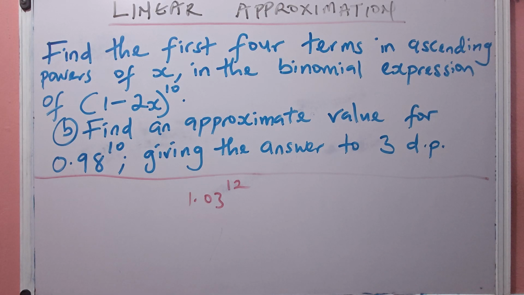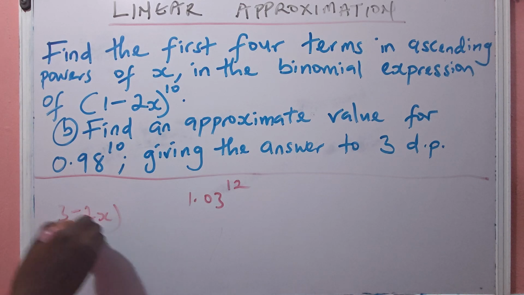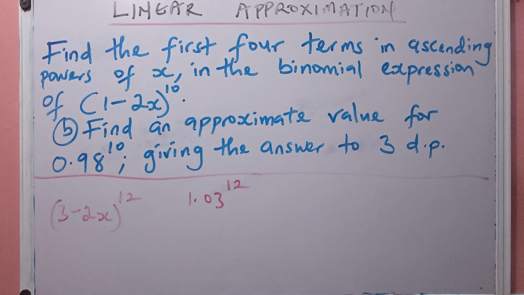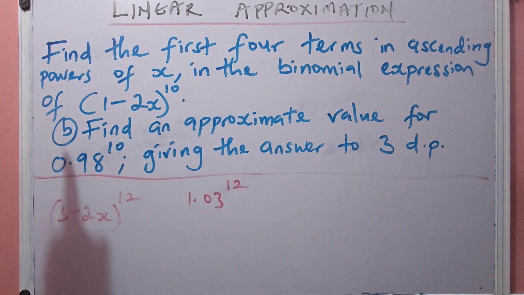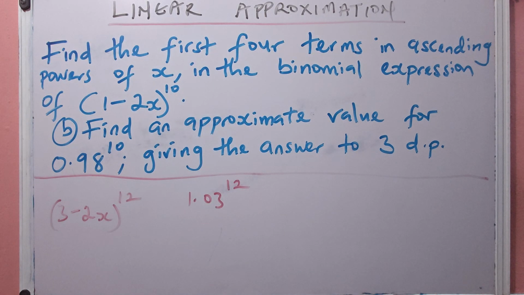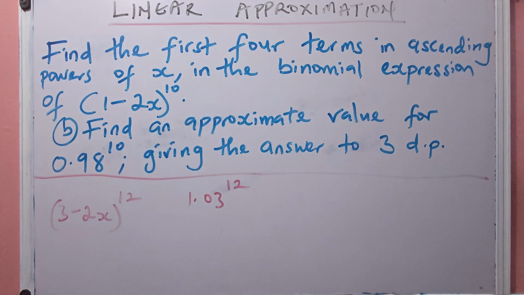So the general situation is you'll be given a particular expression to expand. For instance, let's say you are given (3 minus 2x) raised to the power of 12. So you'll be told to find the expansion. In some cases, like in the example we're going to be solving in a couple of minutes, we're told to find the first 4 terms. That means you're not expected to expand the whole thing. You're expected to just arrive at the very first 4 terms, and that will be all.